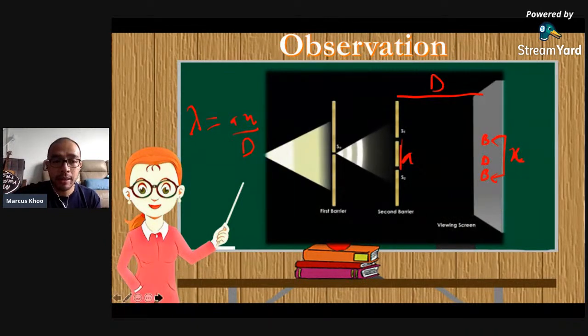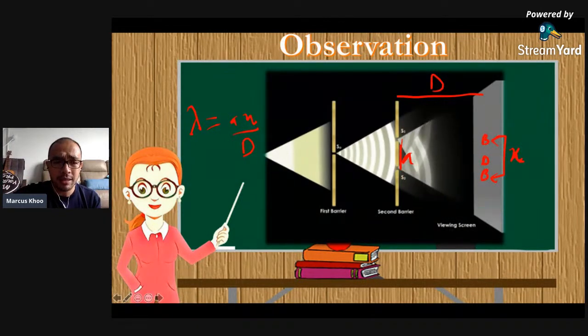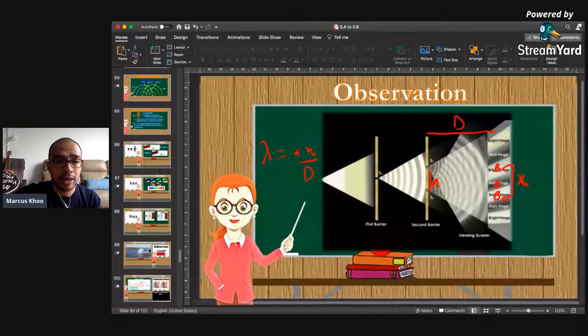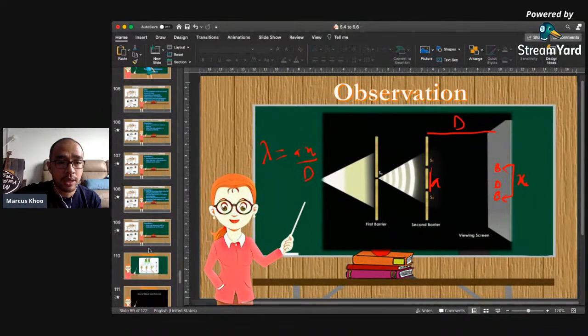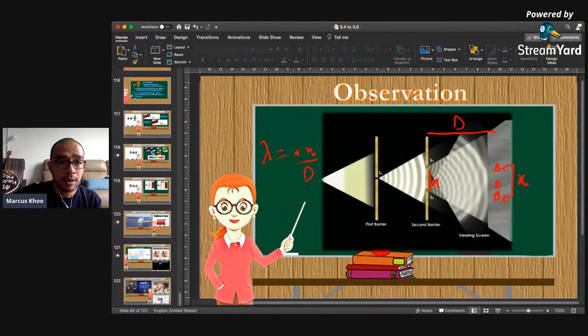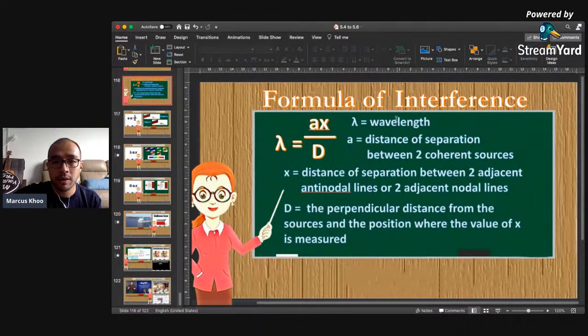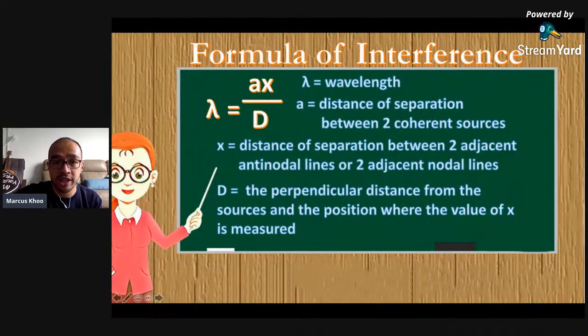Daripada kamu susah-susah, it's actually very difficult to remember the actual definitions that we saw just now, which are super long. Distance of separation between two coherent sources, distance of separation between is very panjang. Now, I want to continue from here to explain the three important relationships.